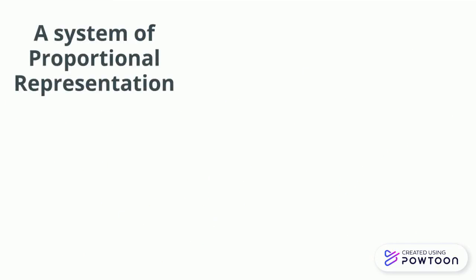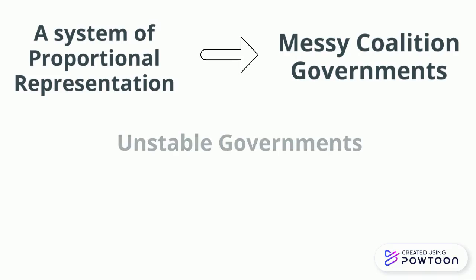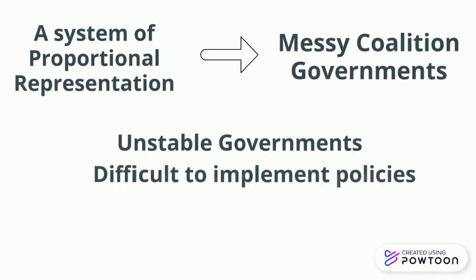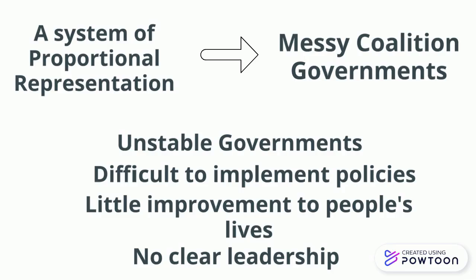So we can see how a system of proportional representation can lead to very messy, always changing coalition governments. This can cause unstable governments where it is difficult to implement policies, there's little improvement to people's lives, and no clear leadership.